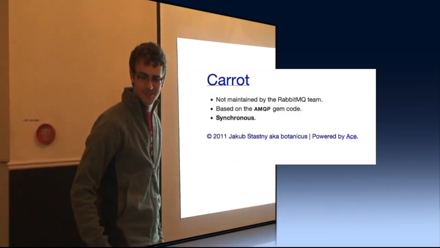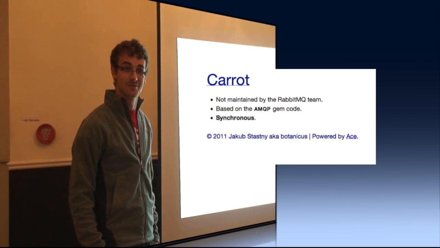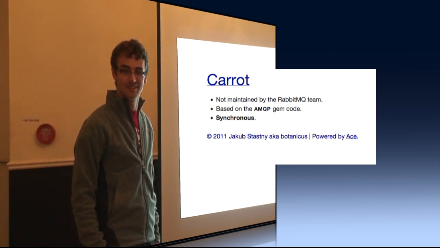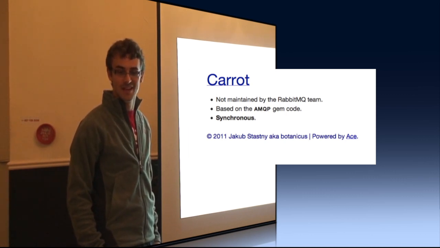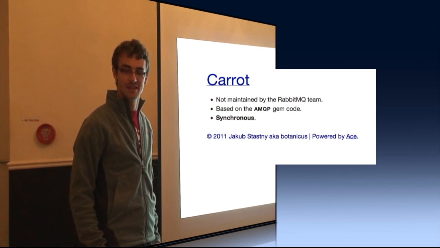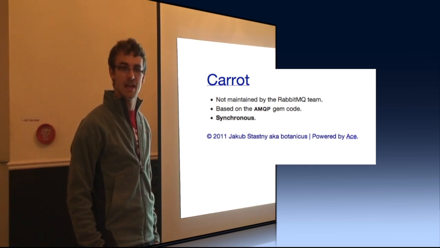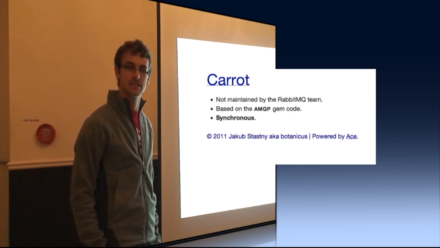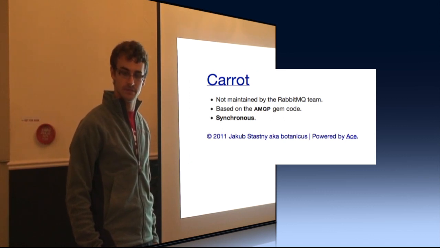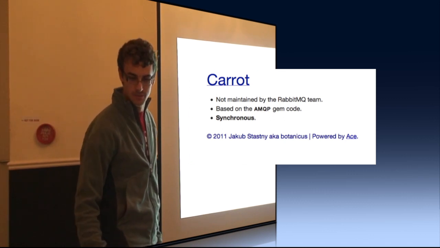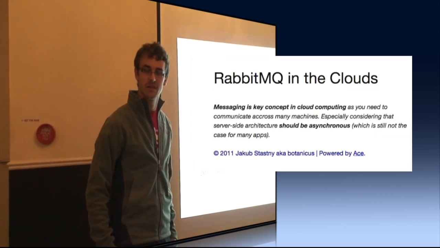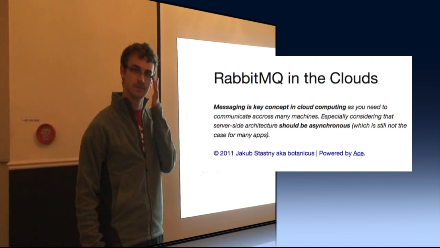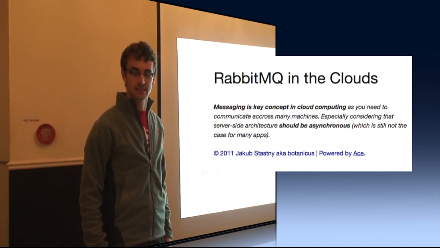Then there's Carrot. I don't know much about Carrot because it's not maintained by the RabbitMQ team, but it's based on AMQP gem code again, and it's synchronous. Apparently it's still in development and quite active, so it might be an option as well. So much for Ruby libraries.